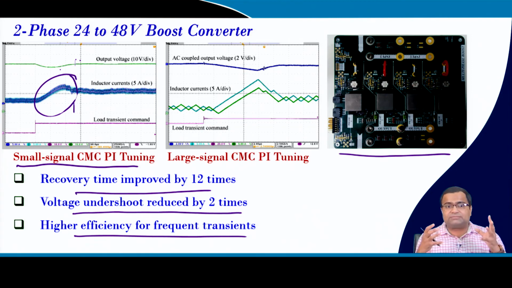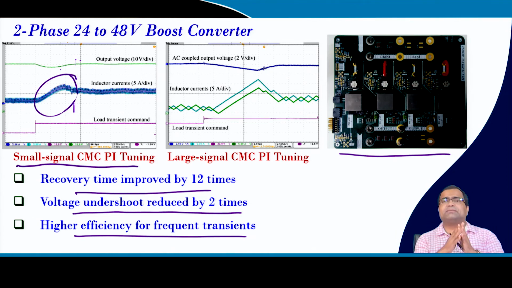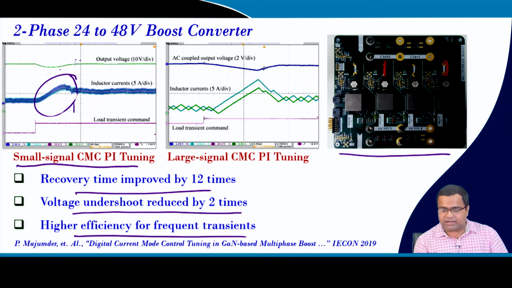So, here 2 phases means both the switches will be turned on and off multiple times. So, you can get even more benefit when you go for such large signal control for multi-phase, where the number of phases increases, because the number of switching actions can be drastically reduced by this large signal tuning, and this has been reported for multi-phase in our paper.